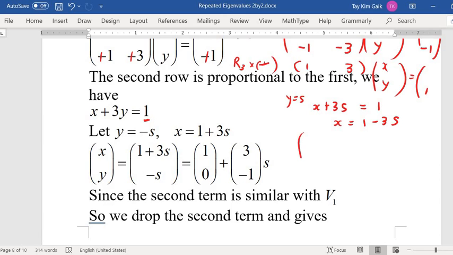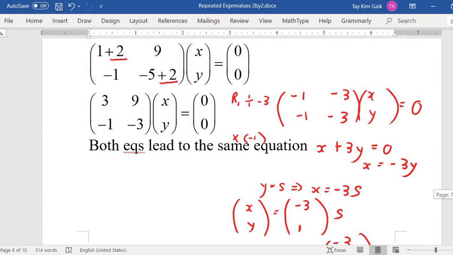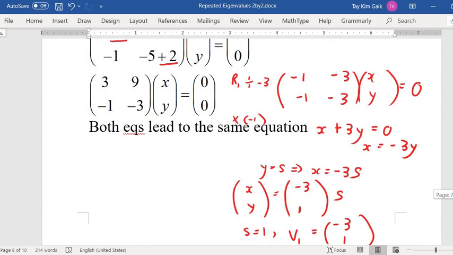So my x, y: x I have 1 plus negative 3s, y is 0 constant 1s. So the new constant vector will be my v2, and a vector dependent on s will be my v1. The answer, the typed and the written, is different because in the red color I let y equal to s.